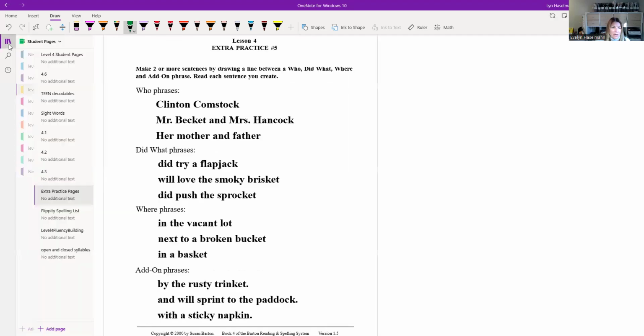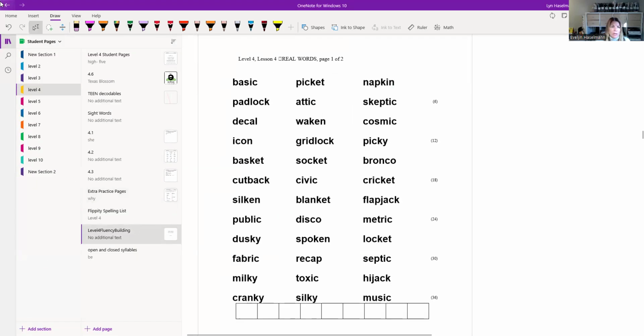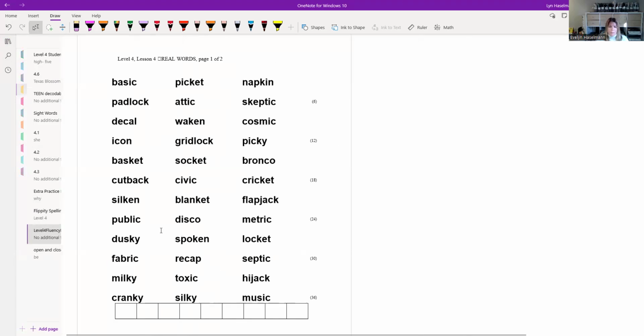Okay, and then the last extra practice page is just like we normally do, making sentences, reading, all that kind of stuff. Okay, so then we have fluency drills for this lesson.